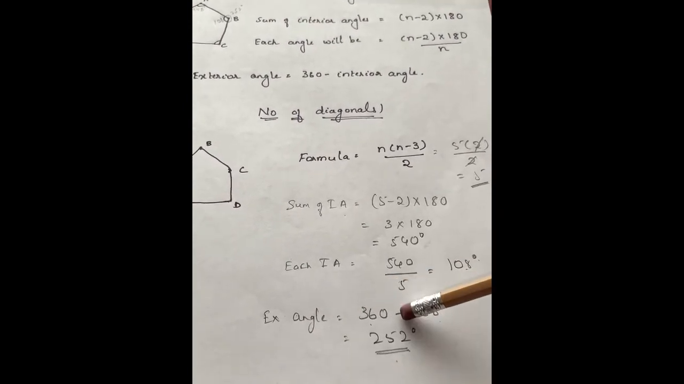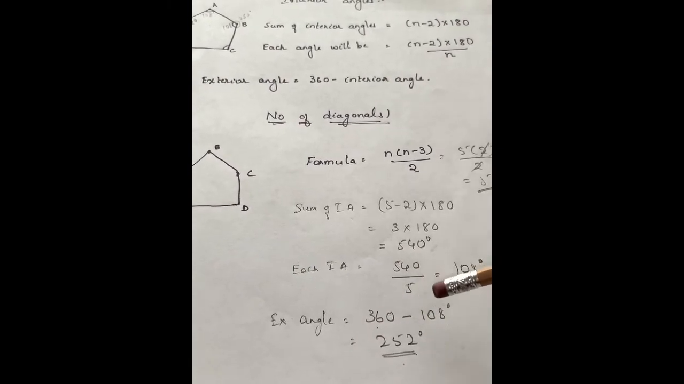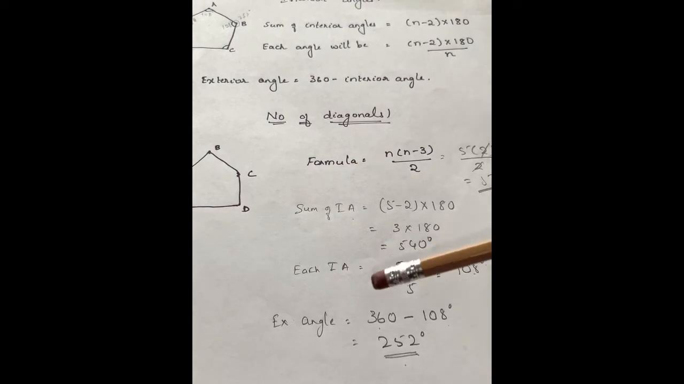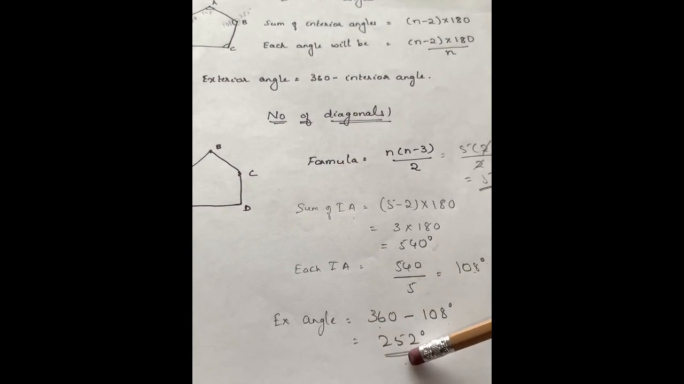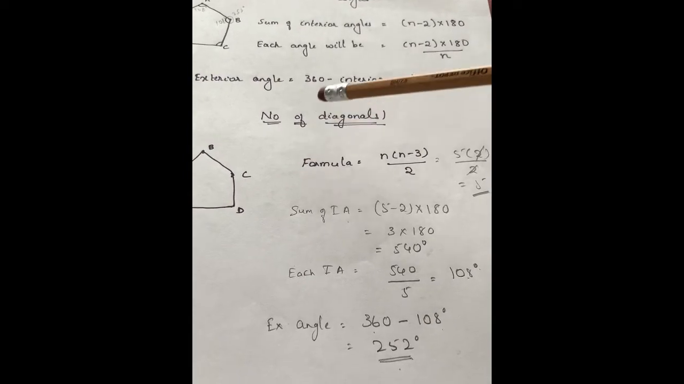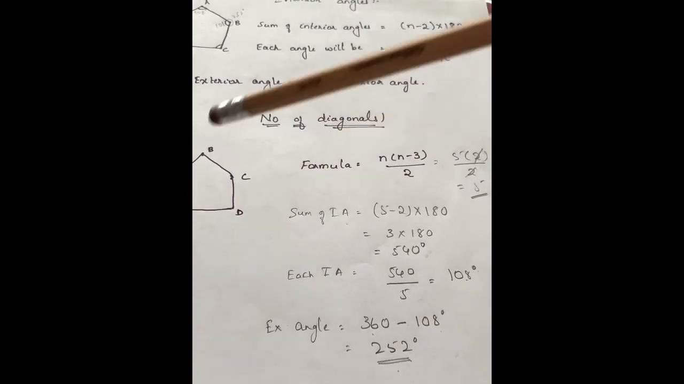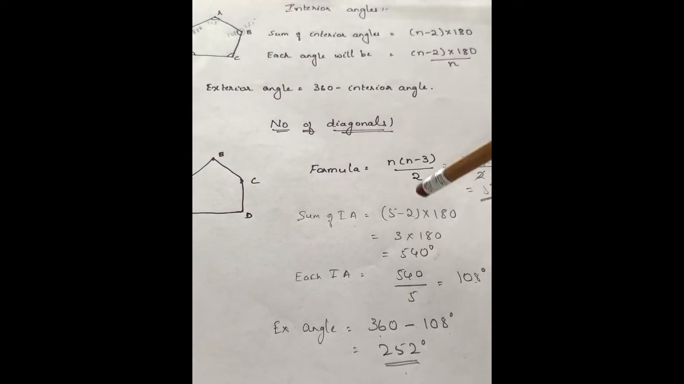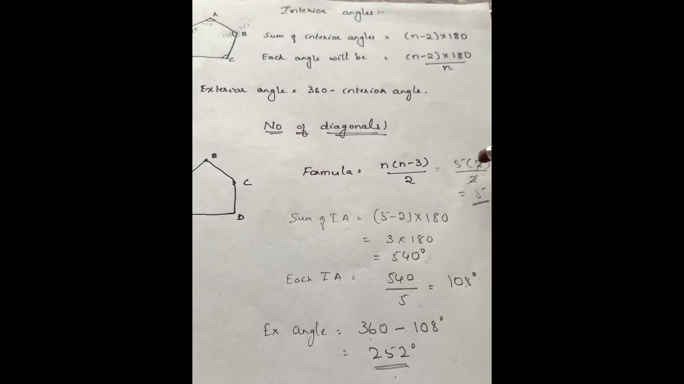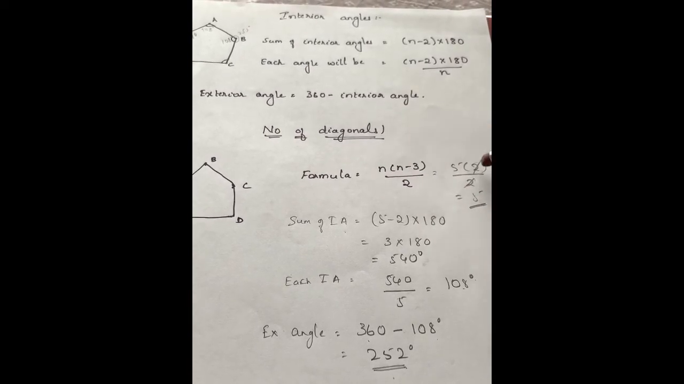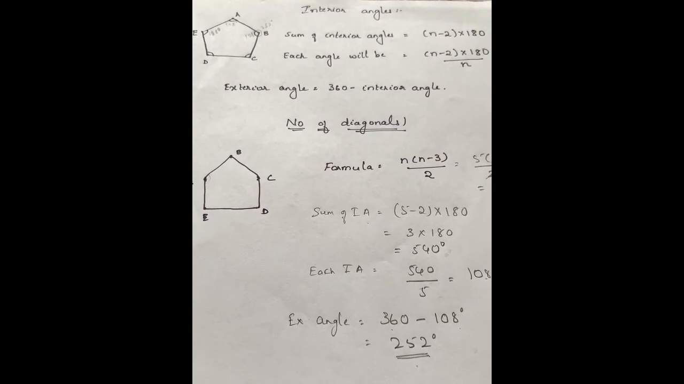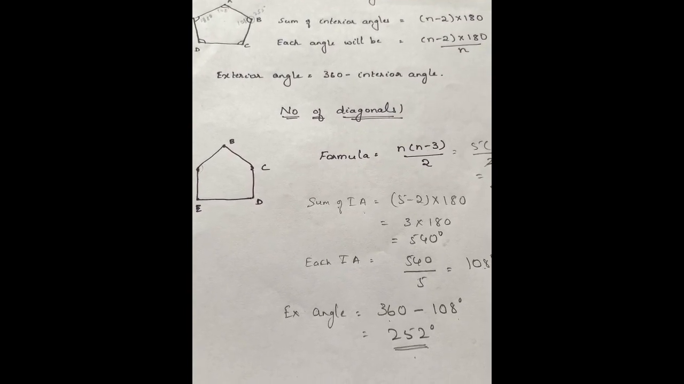What is the exterior angle? You subtract the interior angle you have obtained from 180, and then you arrive at the exterior angle. If you want to find the number of diagonals for the pentagon, this is the formula I'll use: n into n minus 3 divided by 2. Here for the pentagon, 5 into 5 minus 3, that is 2, divided by 2, that will be 5. So 5 diagonals can be drawn for the pentagon.